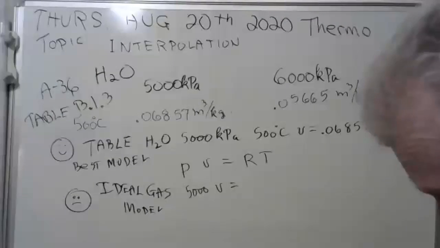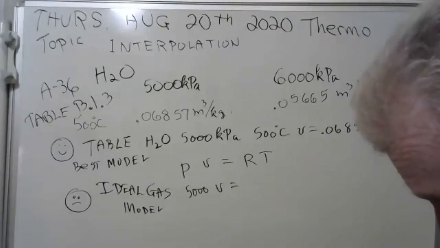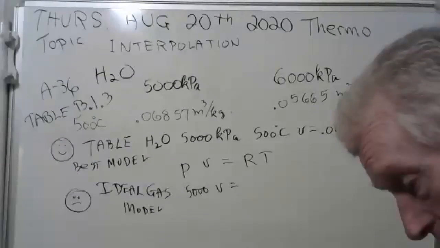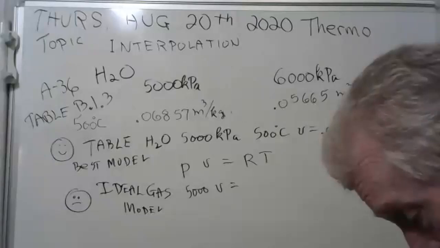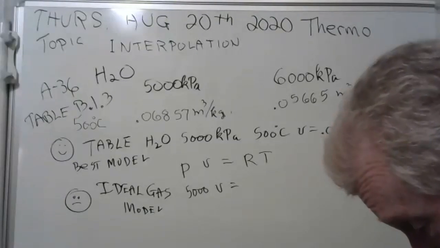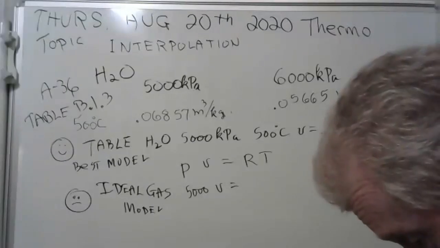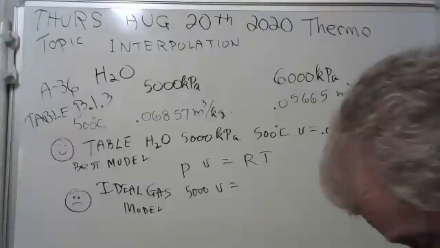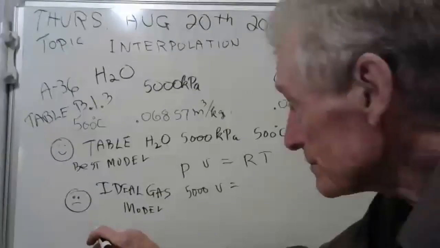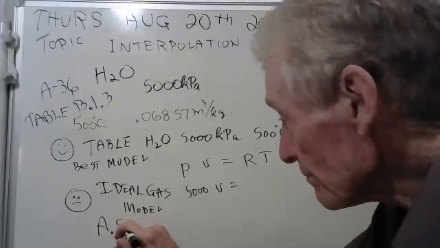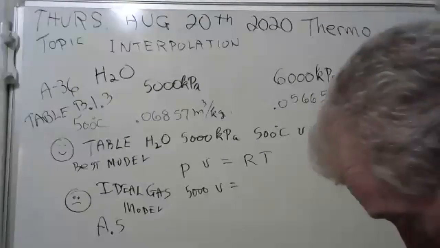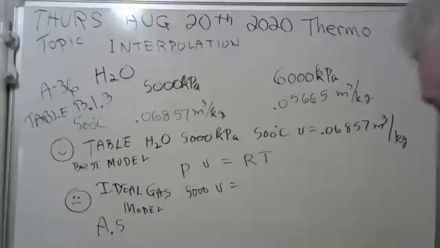Go to the back and help me find it for water, for steam. They don't have an ideal gas constant for liquid water, but they do have one for steam. And it is on table A.5 in the back. Steam is 0.4615.